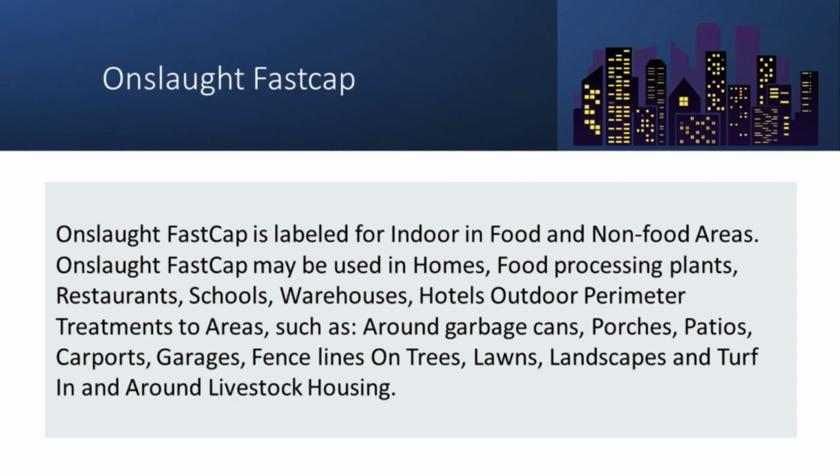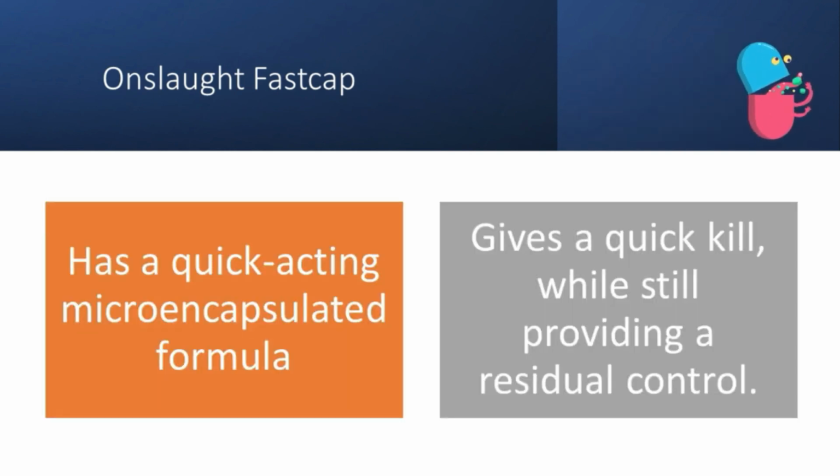Onslaught Fast Cap may be used in homes, food processing plants, restaurants, schools, warehouses, hotels, and outdoor perimeter treatments to areas such as around garbage cans, porches, patios, carports, garages, fence lines, trees, lawns, landscapes, and turf in and around livestock housing. It has a quick-acting microencapsulated formula that gives a quick kill while still providing residual control.